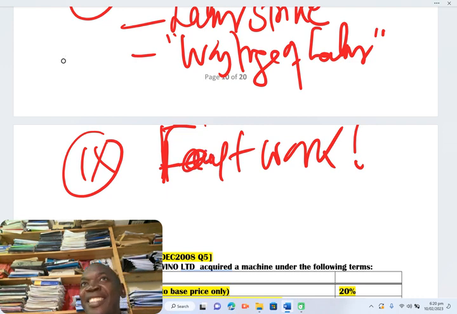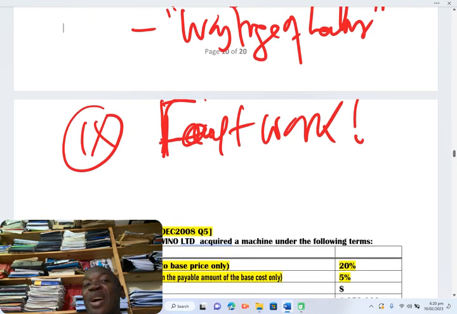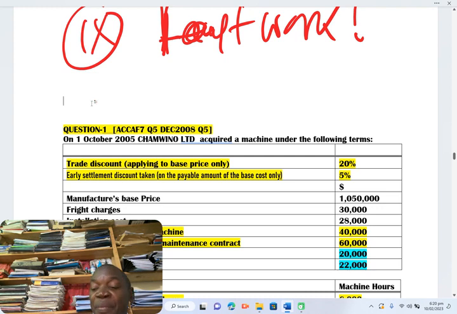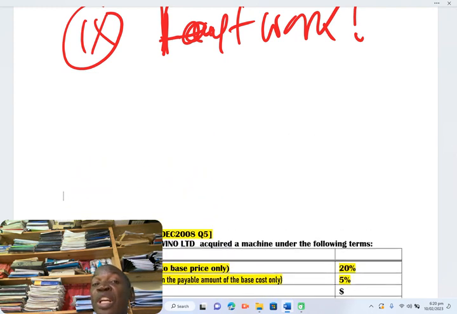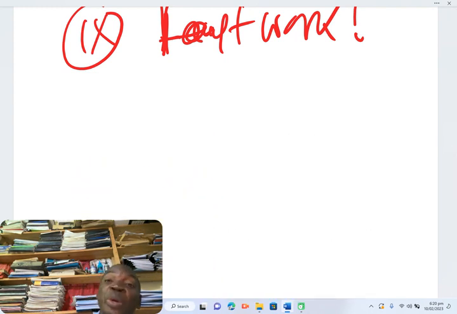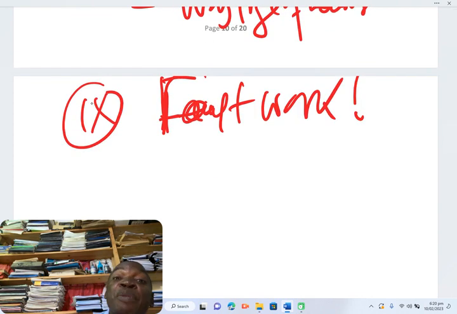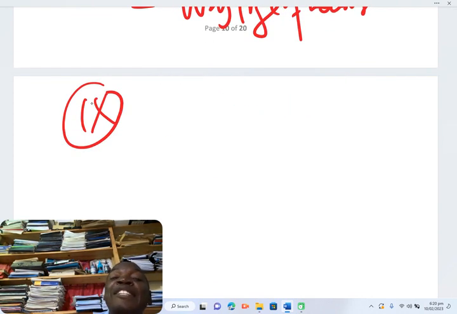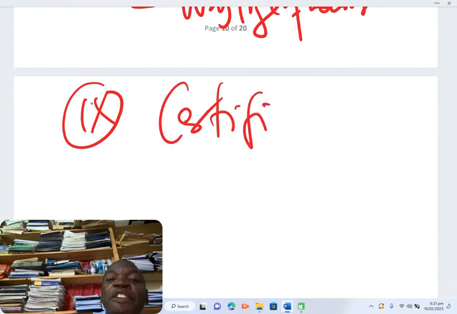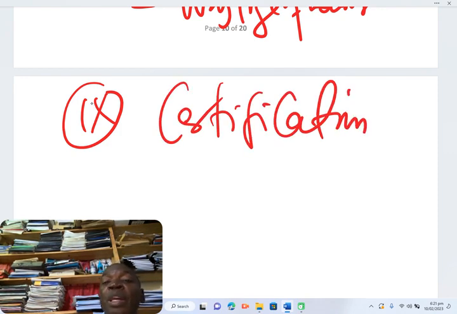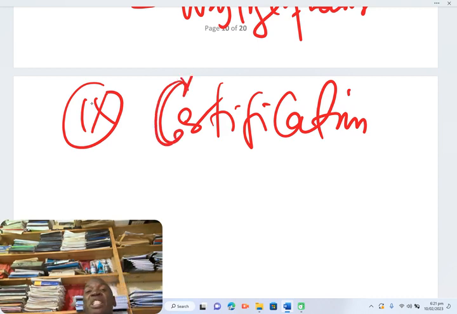Sasa unarudia. Sasa faulty works, maana correction of error is not included as a cost of a PPE. So do not include correction of error. Don't include faulty work in this one. Isipokuwa utaincude certification. Sema certification. What is certification? Hii mfano, ukichimba kisima wanasema namwita mtaalamu kuja kucertify.